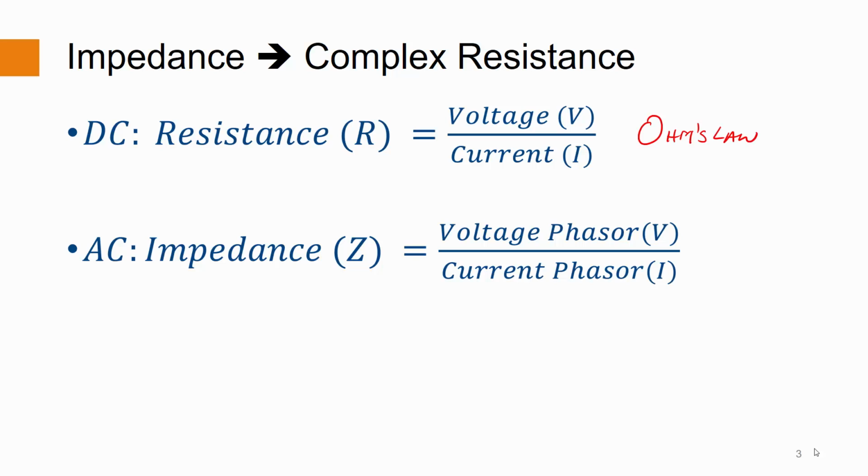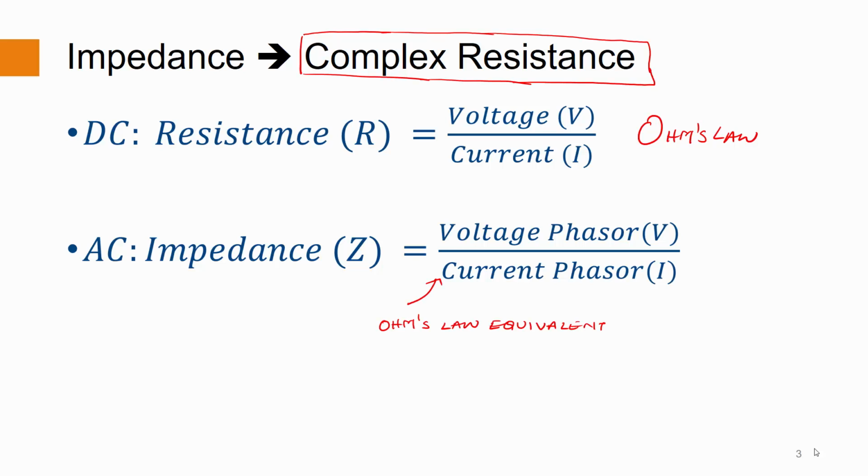We have the Ohm's law, which relates voltage and current to the resistance of a component in a DC system as follows. Resistance is defined as the voltage V divided by the current I. We can define a similar parameter for use in AC system. This is called impedance and can be considered as complex resistance. Similar to the DC system, we can define the impedance as the voltage phasor V divided by the current phasor I. This relation is the Ohm's law equivalent for AC system.